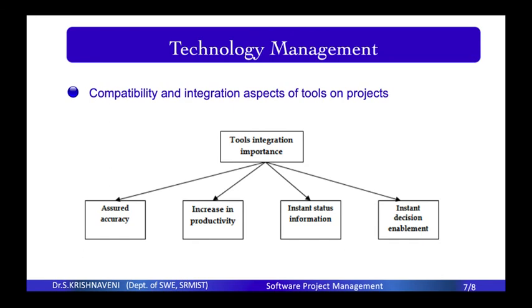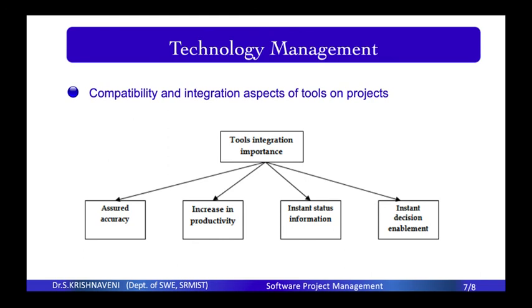Here are some criteria. For tool integration, it is important to ensure accuracy. The data generated by the tools must be accurate, and sometimes the data may not be accurate because some tools are not efficient. So we need to ensure that the data generated by the tools is accurate. Next one is increase in productivity. You need to see the productivity of the teams after implementing the tools. Then the instant status information. Some tools take time to provide the status, so developers have to wait for it. If the tool provides instant status information, it will be better.